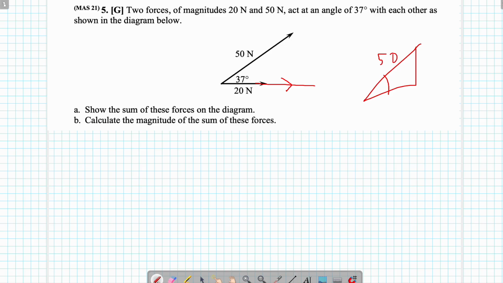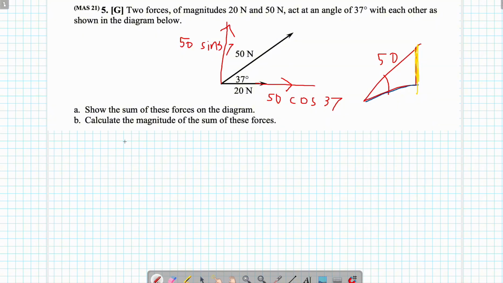We need this blue side, right? What would we use? We would use cosine. So over here would be 50 cosine 37. And then up here would be 50 sine, because now we would want this yellow, which would be opposite, which means 50 sine 37.